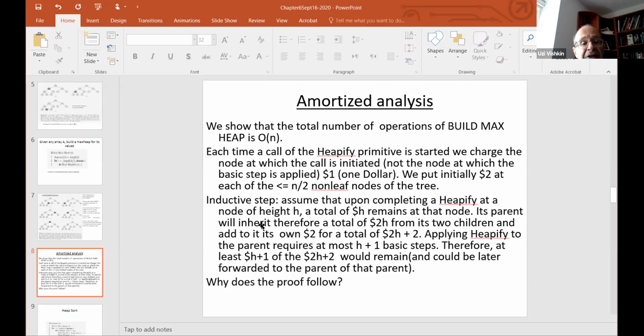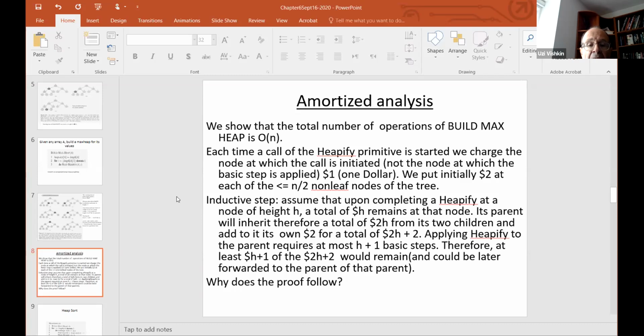So how are we going to do it? Please follow me and see how it's done here, which I think is pretty elegant. Each time that we apply a call of the heapify primitive, where we do the local change between a node and its children, we charge the node at which the call is initiated, not where the basic step is applied, $1.